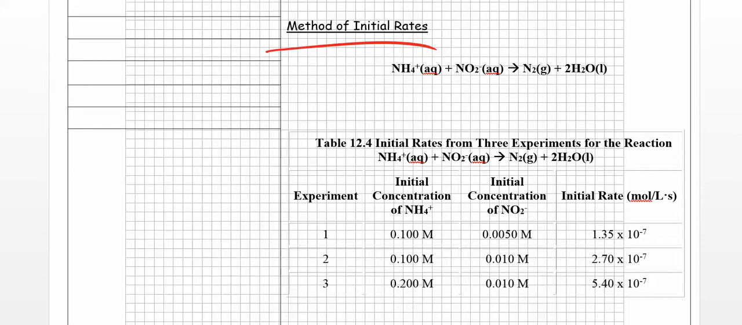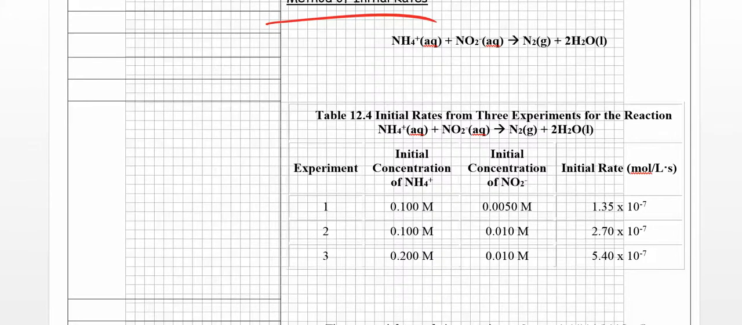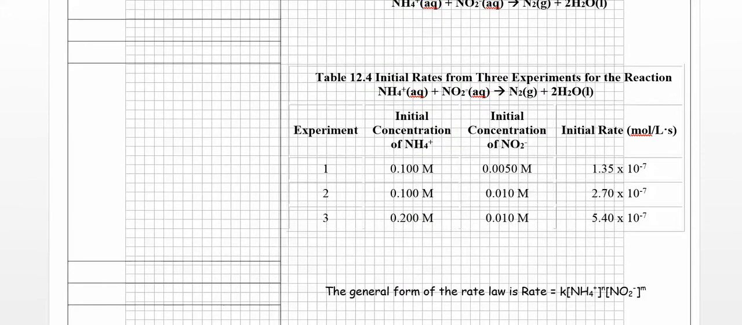So let's take a look at table 12.4. These are the initial rates from 3 experiments for the reaction of NH4 plus and NO2 minus yielding N2 and 2H2O. So we've got 3 different experiments: experiment 1, experiment 2, and experiment 3. And the type of data that we have are concentrations of both the reactants, the NH4 plus and the NO2 minus, and the initial rates for those reactions.